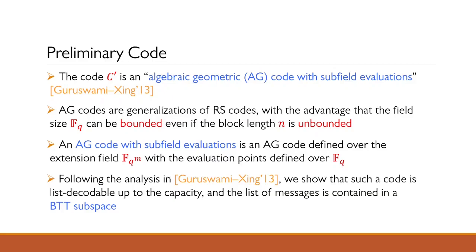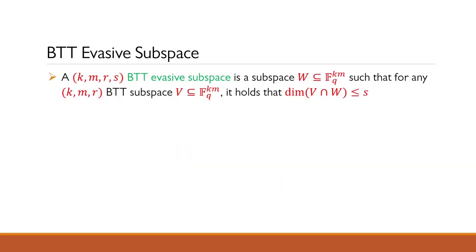And following the analysis of Goswami and Shin, we show how to construct such a code that is list decodable up to capacity, and the list of messages is contained in a BTT subspace. And this fact was also independently observed by Goswami and Shin, even though they did not further explore it. And at the second step, we construct an explicit subspace with the property that its intersection with any BTT subspace is small, and we call such a subspace a BTT evasive subspace.